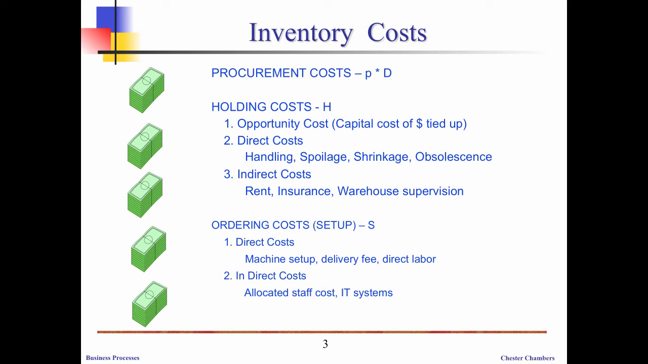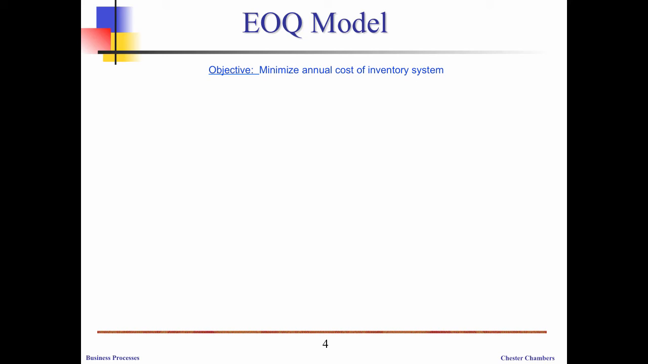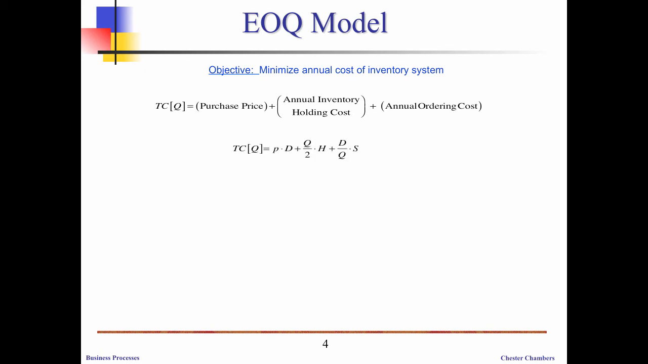With this understanding in hand, we may turn to our larger objective, namely minimizing the sum of these costs. Again, total cost includes the purchase price, the holding cost, and the ordering cost. We will treat these as functions of order size Q. Note that when viewed in this way, the purchase price is actually independent of Q.